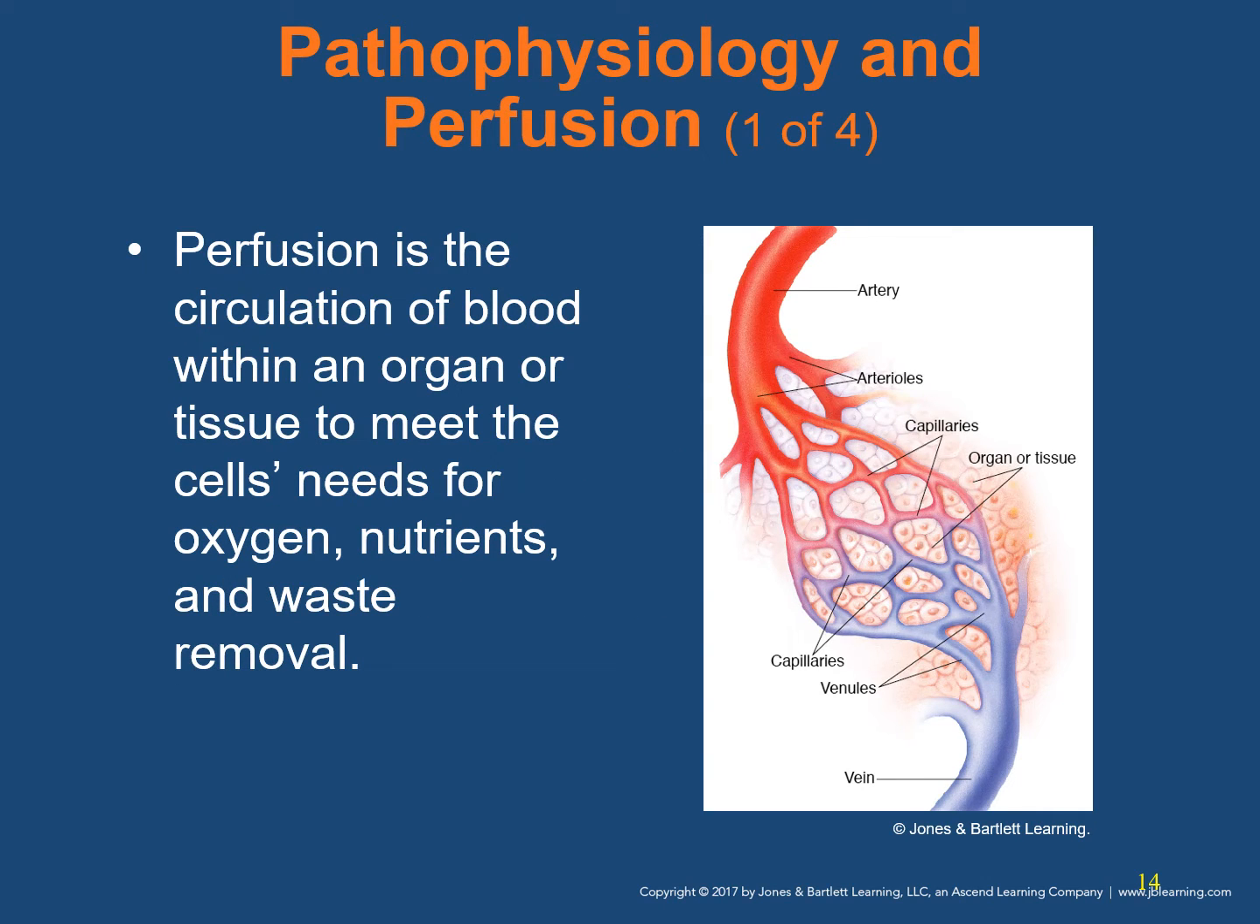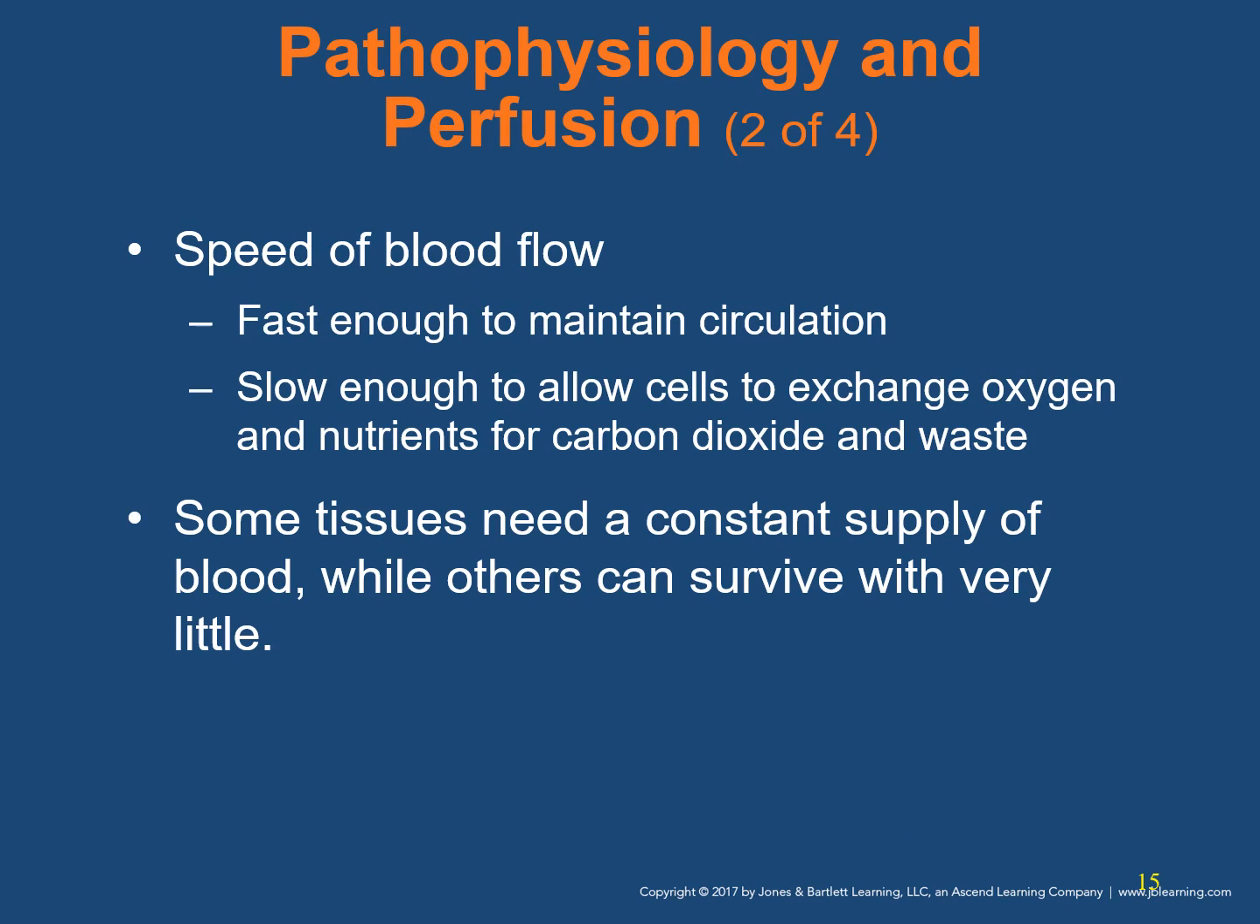Pathophysiology and perfusion. Perfusion is the circulation of blood within an organ or tissue in adequate amounts to meet the cells' current needs for oxygen, nutrients, and waste removal. The speed of blood flow must be fast enough to maintain adequate circulation throughout the body and to avoid clotting. It must be slow enough to allow cells time to exchange oxygen and nutrients for carbon dioxide and other waste products. Some tissues need a constant supply of blood, while others can survive with very little.